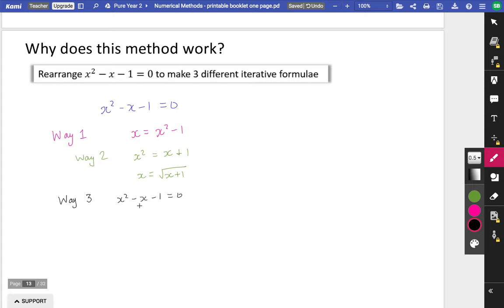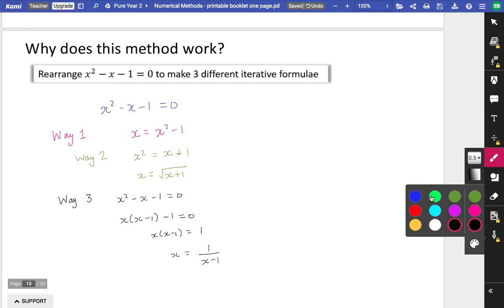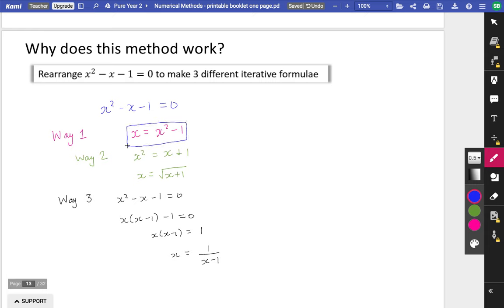I'm just going to factorise these two bits here. So I get x brackets, x minus 1 equals 0. So that's x brackets, x minus 1 equals 1. So x equals 1 over x minus 1. So the three things that we've got here, our iterative formulae, we have this as an iterative formula, because it says x equals. We have this as an iterative formula, and we have this as an iterative formula that we've got here.